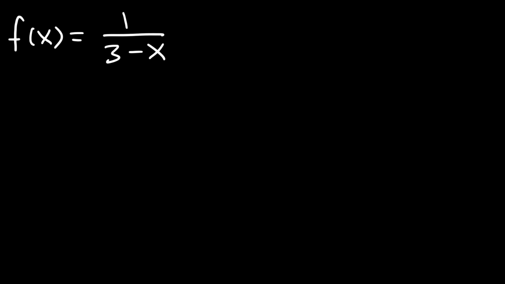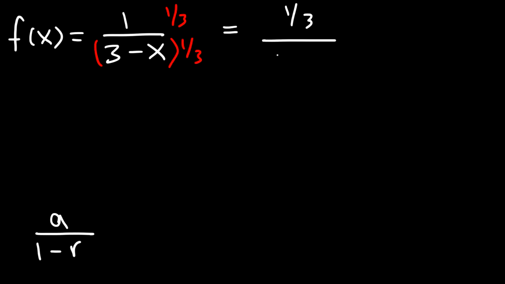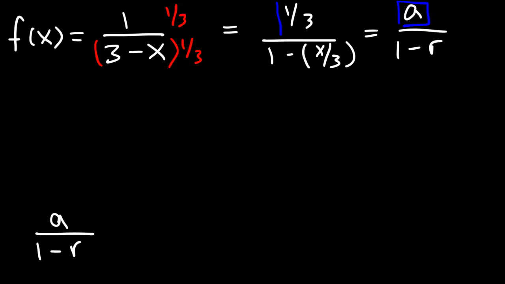So let's start with c equals 0. And let's put the fraction in this form. So notice that we have a 3. Somehow we need to change that to a 1. So what we need to do is multiply the top and the bottom by a third. So we're going to have 1/3 divided by 1 minus x over 3. And so now it's in the appropriate form. So we could see that a is equal to 1/3 and r is equal to x over 3.